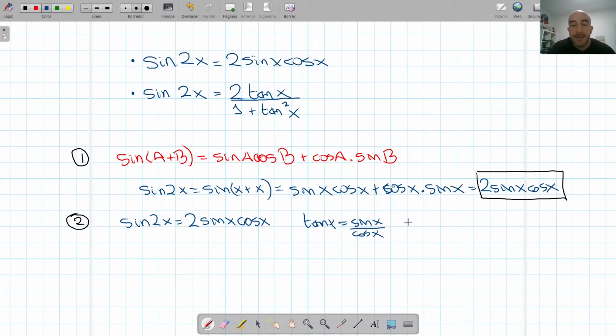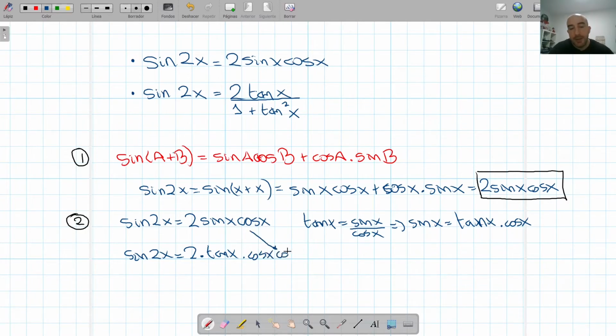Okay, and so we can express sine of x as tangent of x multiplied by cosine of x. So if you use that here, sine of 2x equals 2 times sine of x, which is tangent of x multiplied by cosine of x, and then times this cosine of x. So we have 2 tangent of x cosine squared of x.